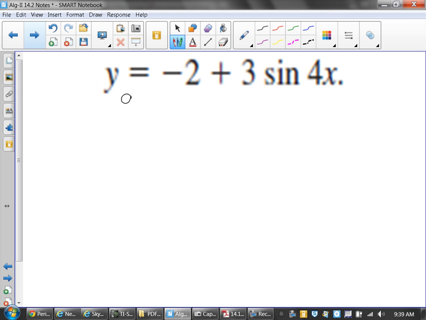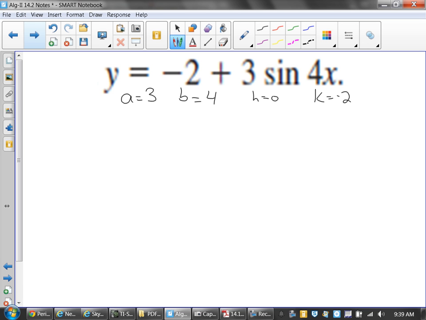What's my A value? B. H. Good. H is 0 because there's no parentheses. K is negative 2. So what are we going to do to the parent function? Yep. All we have to do is plot the parent function and then shift it downwards 2.